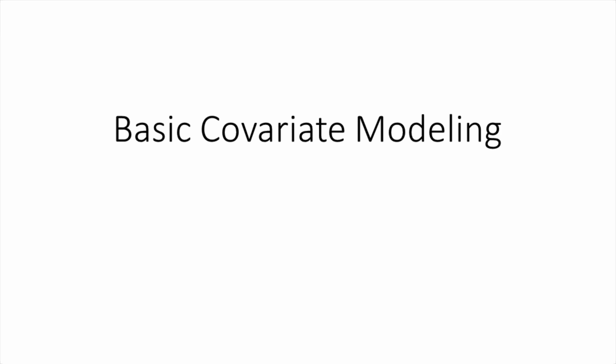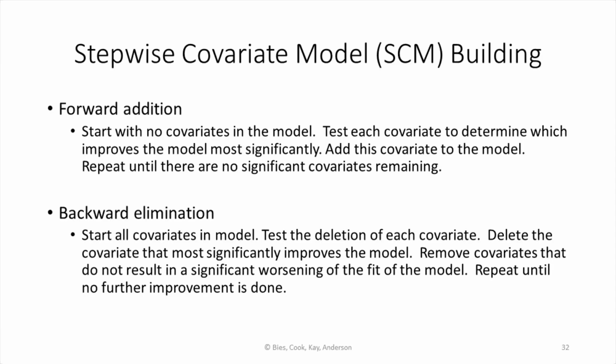So let's talk a little bit about basic covariate modeling. And the technique I'm going to touch upon in this part 2 vignette is stepwise covariate model building. And this involves steps called forward addition and backward elimination. So you start with your base model. We talked about building the base model and making those selections. And then you test the covariates to determine which one improves the model most significantly. So you test each covariate individually. You get a set of objective function value changes, you evaluate which ones are significant, and then rank order them by level of significance, how many points the objective function changed by.